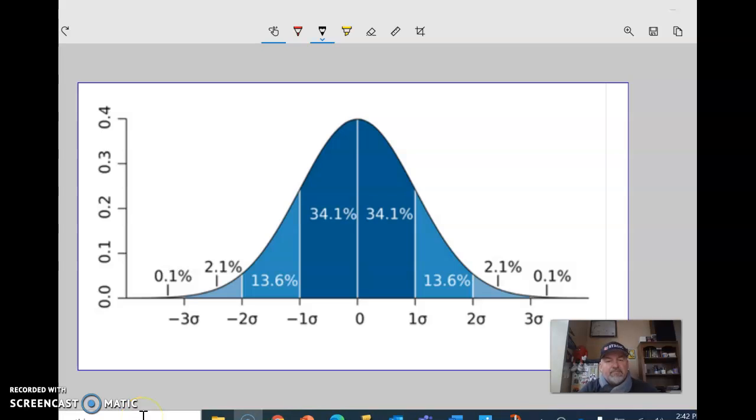Hi everybody, this is going to be a brief video because I don't feel like I've done a good enough job talking about the bell curve and standard deviation and all that stuff. So here we have a bell curve. This is a normal distribution. And this is, again, where SAT scores would show up.